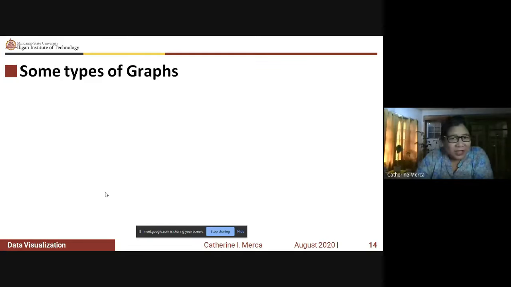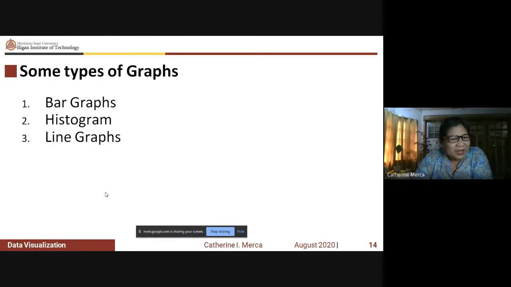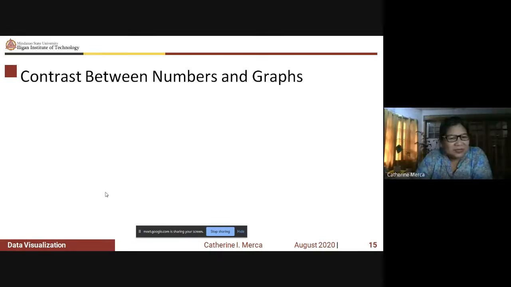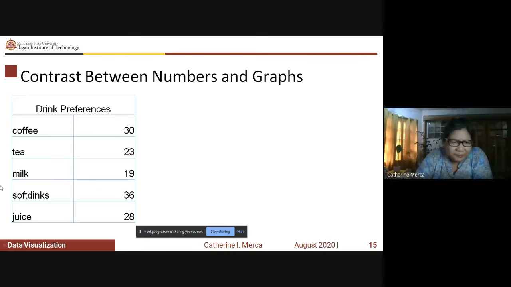So what are the types of graphs? You are familiar with these. You had these in high school, right? Bar graphs, histogram, line graphs, pie charts, scatter plots, time series graphs. So the contrast between numbers and graphs can be seen here. If you take a look at this, these are numbers, this is a table. It's just a table.